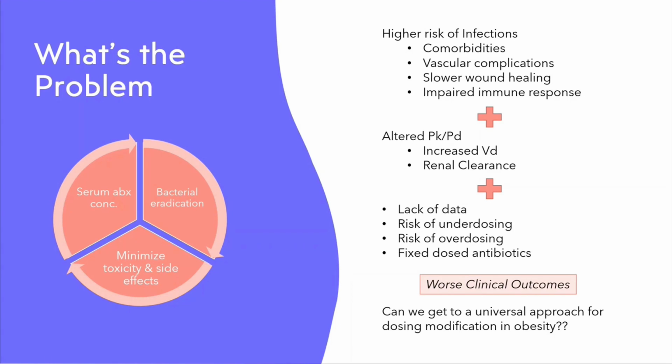and on top of that, the general lack of data available for how to adjust certain antibiotics. There is a risk of underdosing patients by using conventional doses, or even a risk of overdosing if we simply approach these patients by increasing the doses using total body weight. We also run into limitations because some antibiotics, especially in their oral formulation, only come in fixed doses. When you add all of that together, it really sets up a situation for worse clinical outcomes.